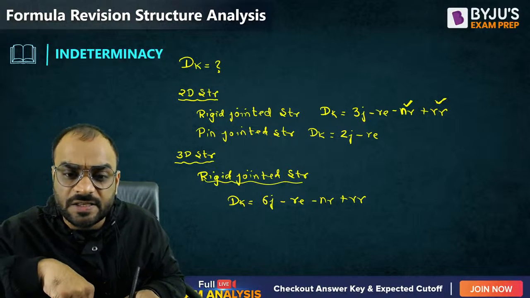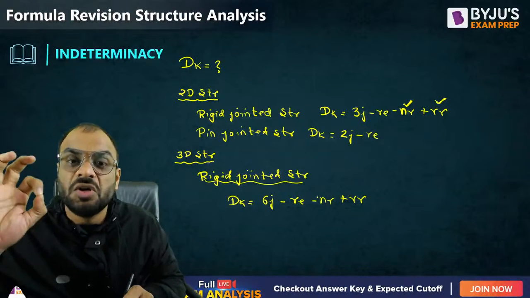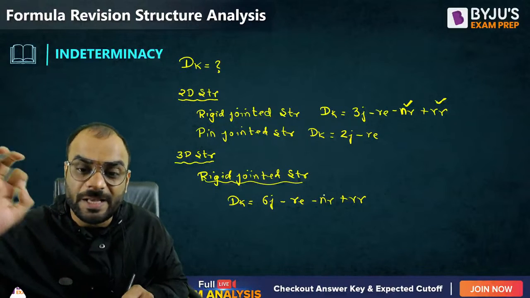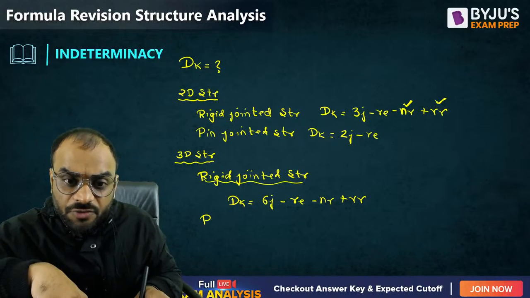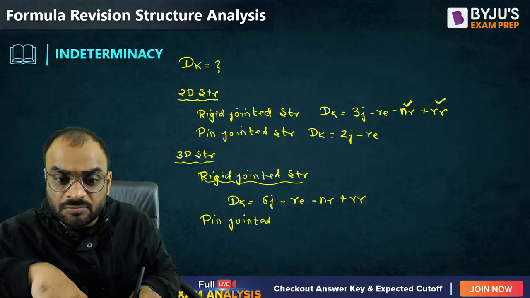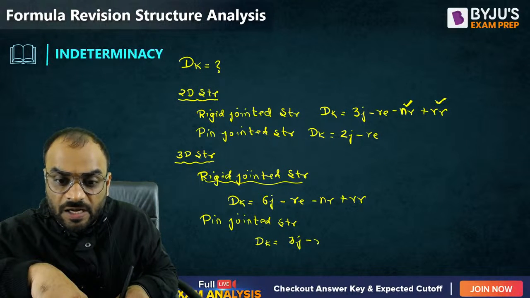Right? Again, in this case, J is total number of joint, R is total number of reaction, NR is total number of axially rigid members or inextensible members. RR is total number of reaction release. If you have pin jointed structure in 3D case, then dk is equal to 3j minus re.